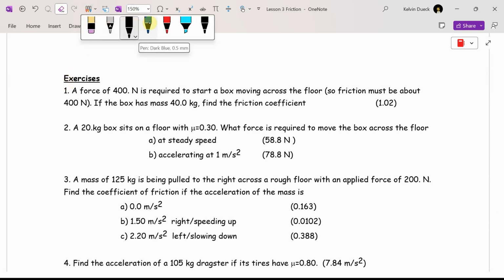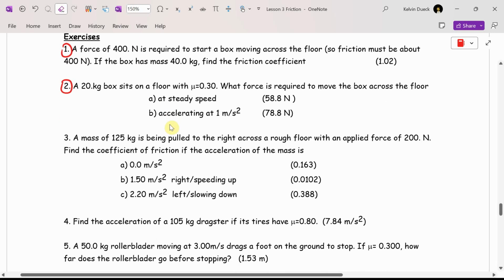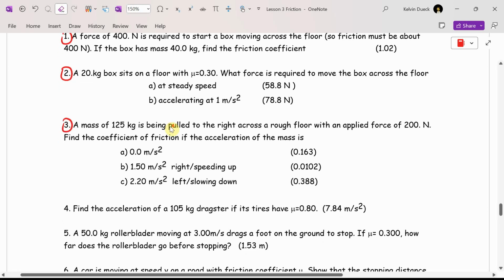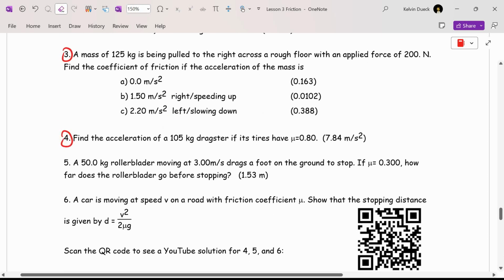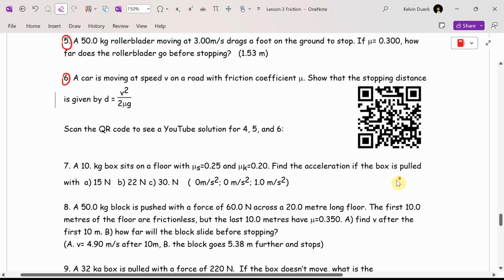You're getting there. Number 1 is good. 2 is good. 3 is good. 4 is good. 5 is good, and 6 is good. And I made a video solution for 4, 5, and 6 because they're all sort of similar questions. If you're stuck, your hint for 4, 5, and 6 is they're so easy that they're tough. Good free body diagram.